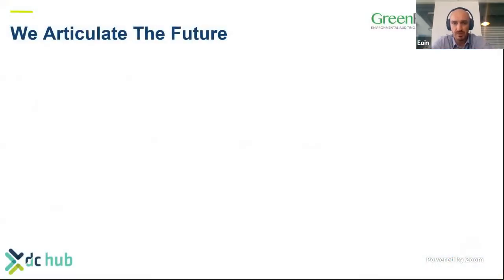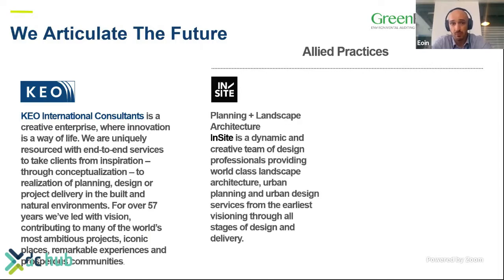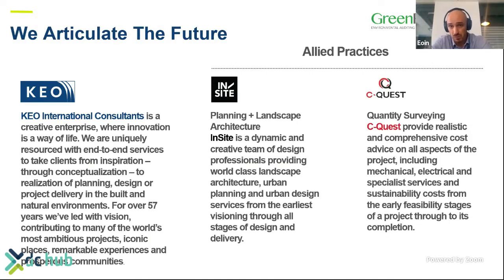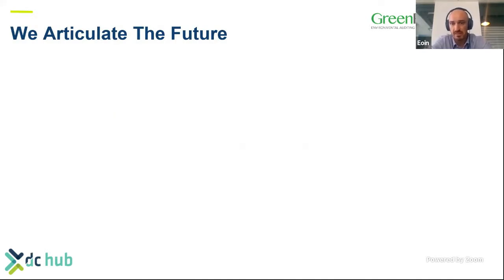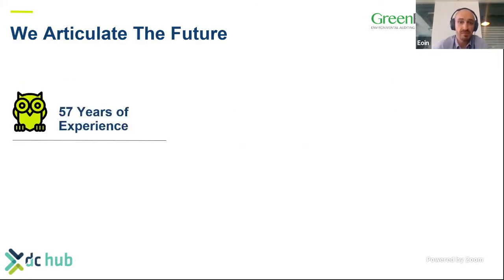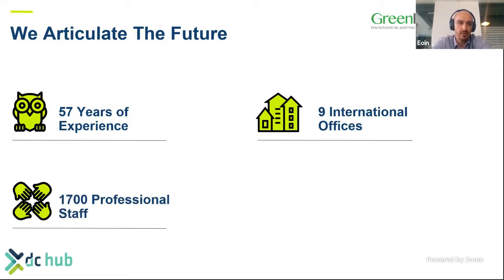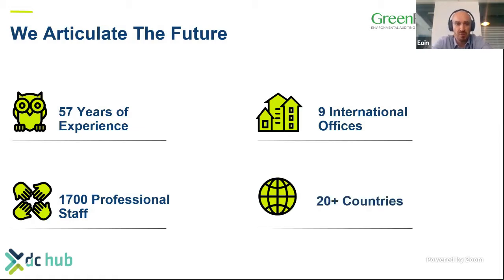In terms of an introduction, I suspect most people know KEO, but if they don't, we are a multidisciplinary architecture and engineering firm. We're a Kuwaiti company. We have an Insight division, which is our master planning division, and Sequest, which is our cost consultancy. We're in the region 57 years. We've 9 offices, 2 of which are in Saudi, 1 in Riyadh and 1 in Jeddah. We've 1,700 staff in the region, 10% of them, 170, are based in Saudi currently. And we're operating in a little over 20 countries out of those 9 offices.